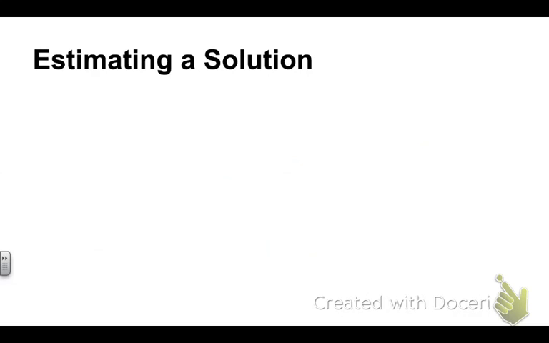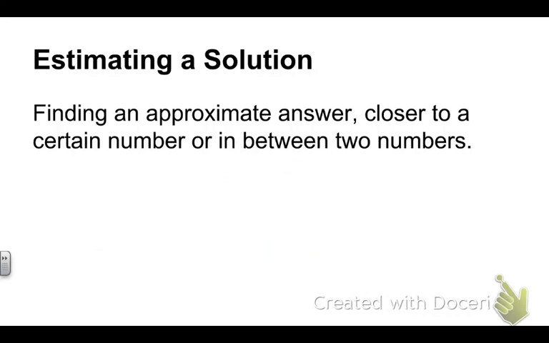There's also estimating a solution. You don't need to come up with an exact answer. You can estimate. It's going to be close to, or it's going to be around something. So you find an approximate answer, closer to a certain number or in between two numbers. It doesn't have to be exact.